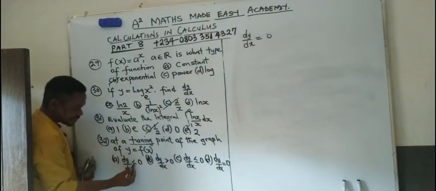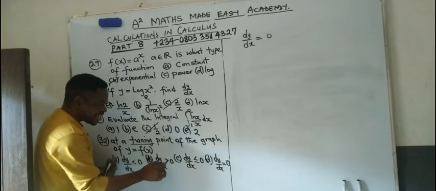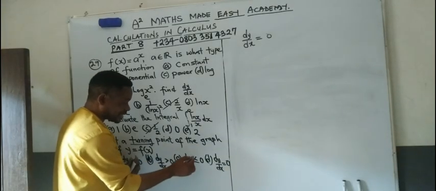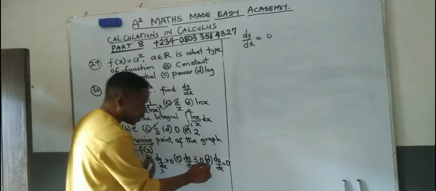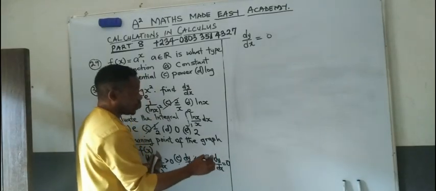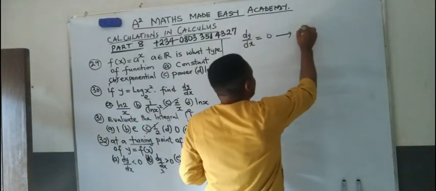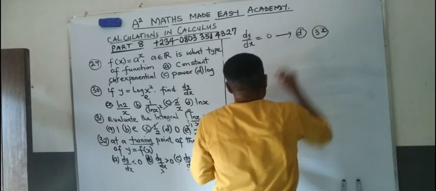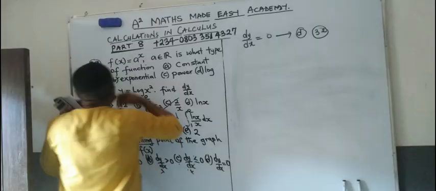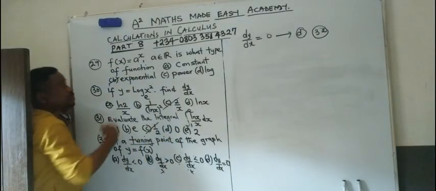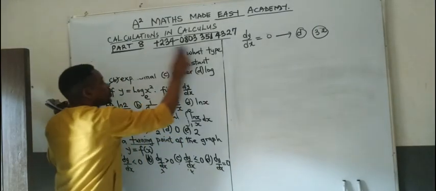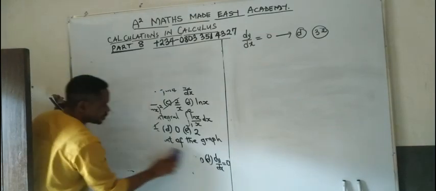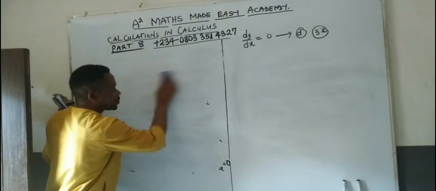Let's observe the options. Option A, dy/dx is less than 0. No. Option B, dy/dx is greater than 0. No. Option C, dy/dx is less than or equal to 0. No. Option D, dy/dx is equal to 0. So which means the correct answer in the option is option what? D. Question number what? 32. Have I made myself clear? Now let's continue with other questions. We stop at number what? 32. Can we continue? What is the next question? Number 33. Now watch.